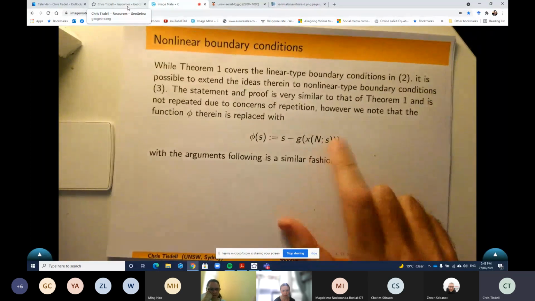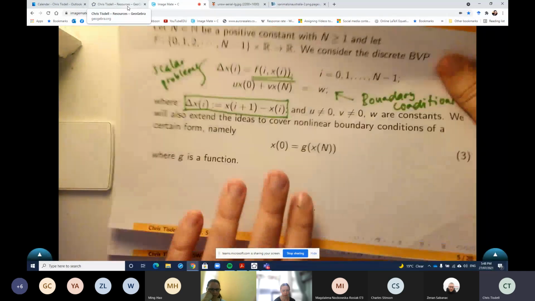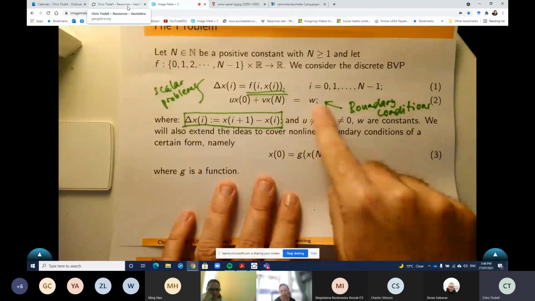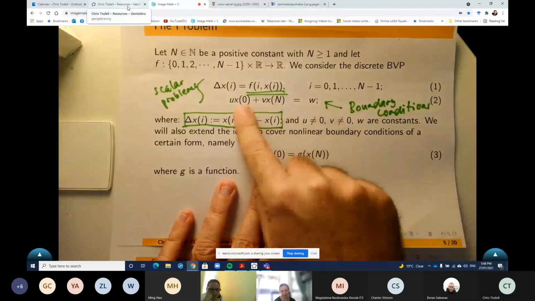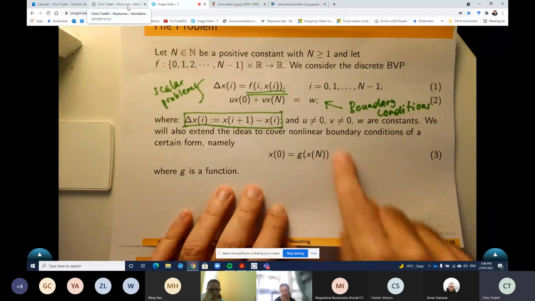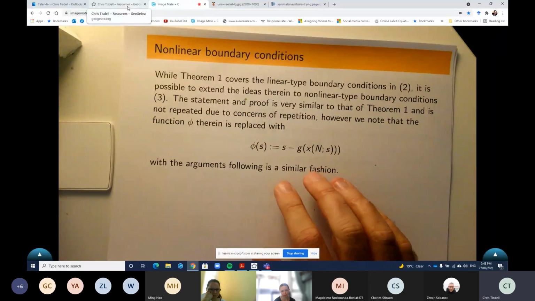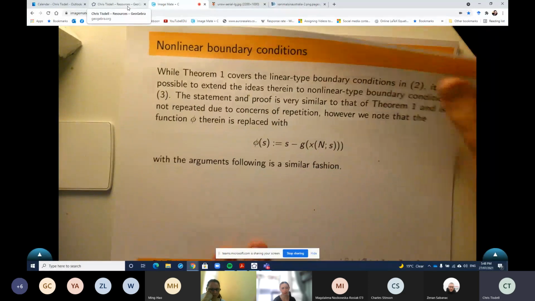You can also do it with nonlinear boundary conditions. So let me see if I can find my slide again. Just give me a second. Yeah. So instead of these linear conditions, you can also form a theory with these nonlinear conditions. It's not difficult to do.